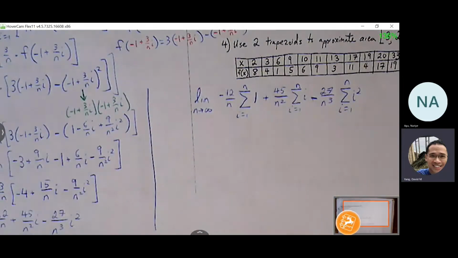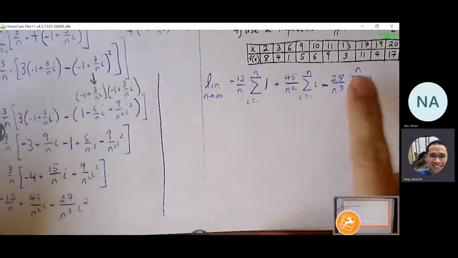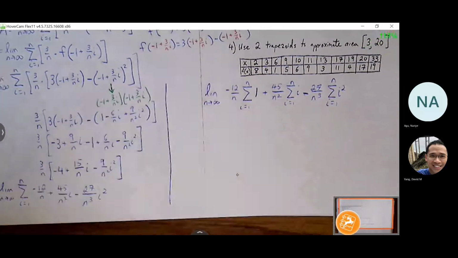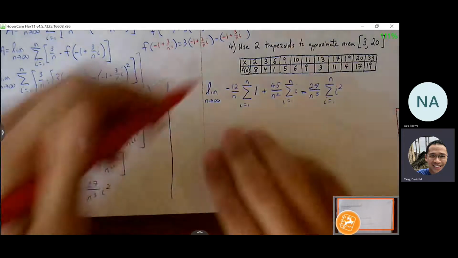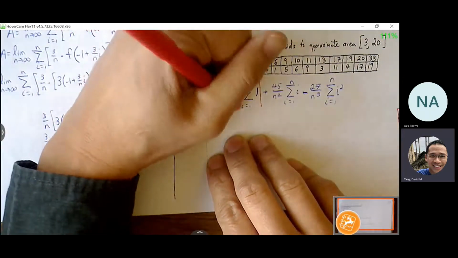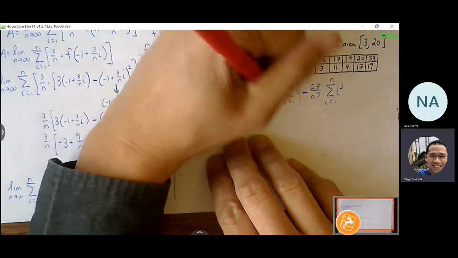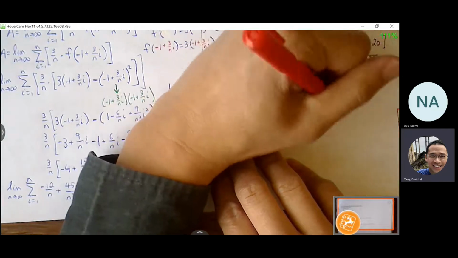Okay, how are we doing so far? Good. So from here, we should be able to isolate exactly what needs to be replaced, right? We have a perfect replacement for that summation 1. We got a replacement for summation i. We got a replacement for summation i squared.